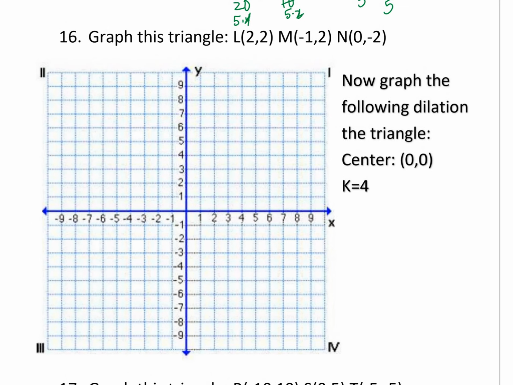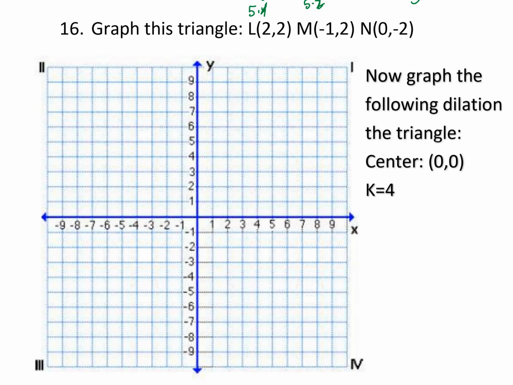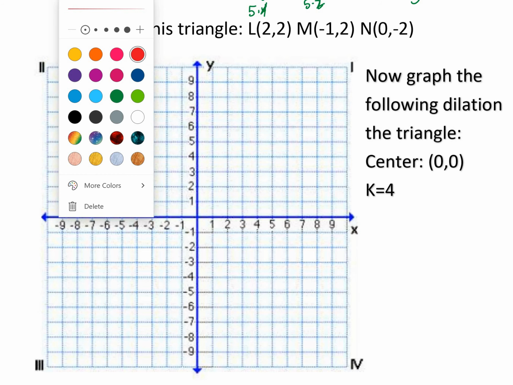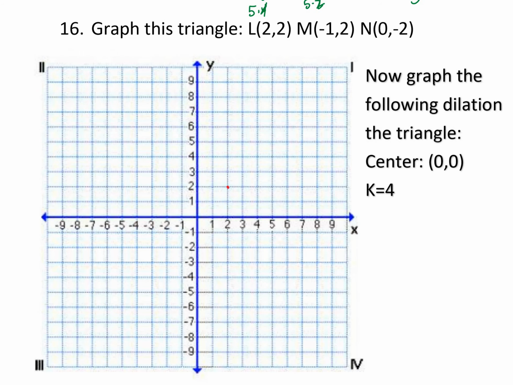All right, here's some dilation work. We've got the point 2, 2, which is L. We've got the point -1, 2, which is M. And we've got the point 0, -2, which is N. So we have this sort of a triangle. We want to have a dilation centered at 0, 0 with a scale factor of 4.